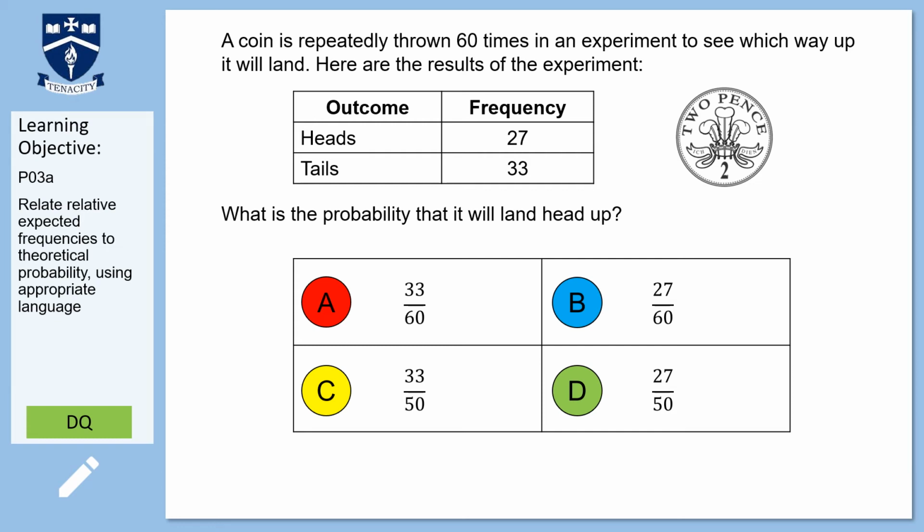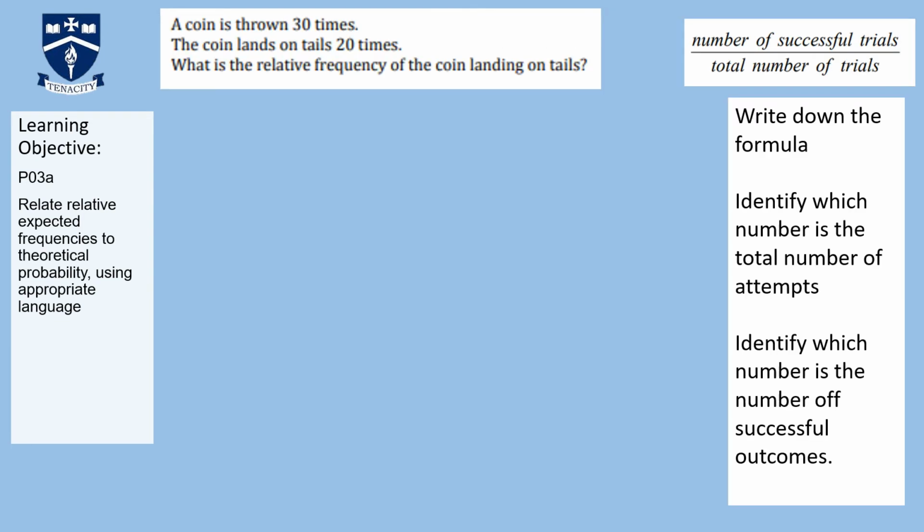Well, the answer this time: how many times was my experiment done? A total of 60 times. I'm focused on it landing heads up, which is 27 out of 60, so my answer is B. Here's another question. Pause the video, and when you're ready, press play to answer the question.